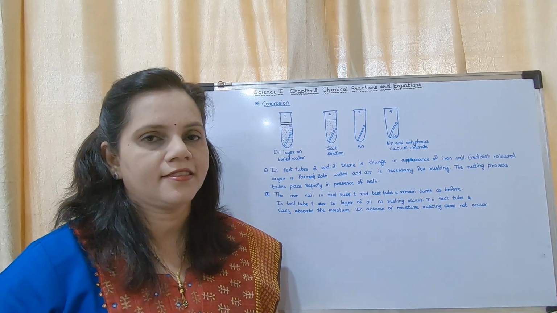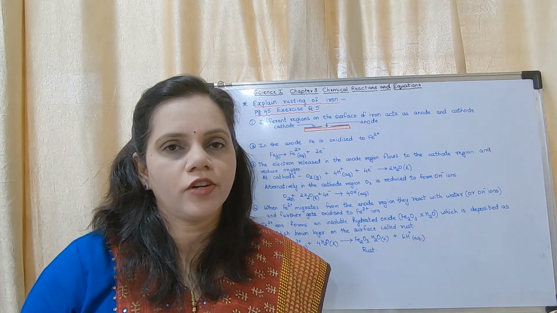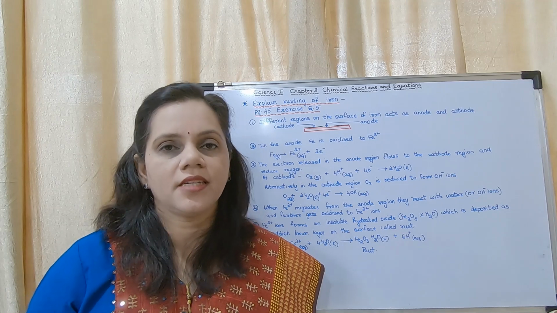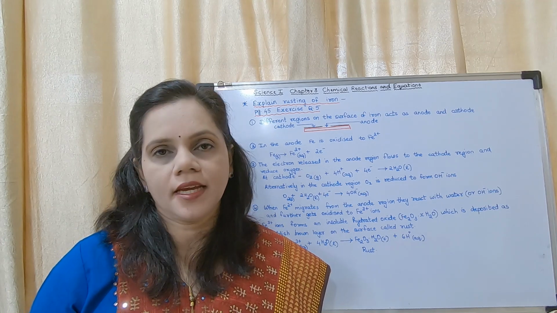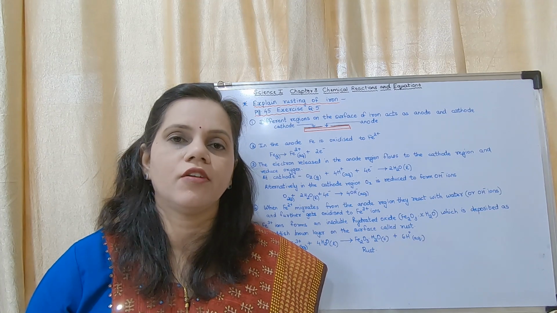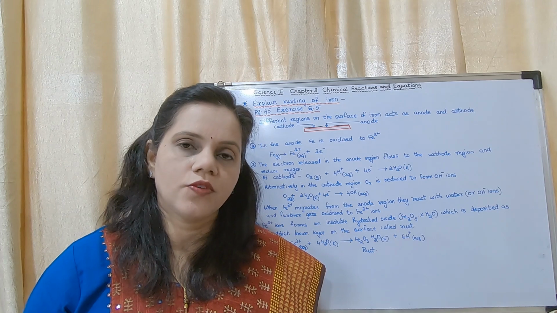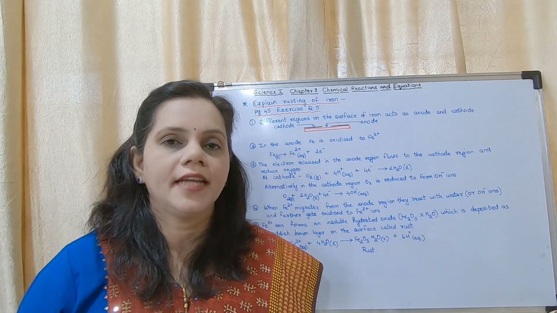Now we may see the question on page number 45, the exercise question: explain rusting of iron. What is happening? What are the electrochemical reactions which occur during rusting of iron? The question will be electrochemical reactions for rusting of iron. How does rusting of iron take place?